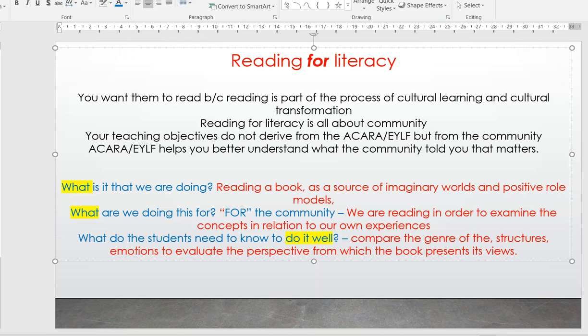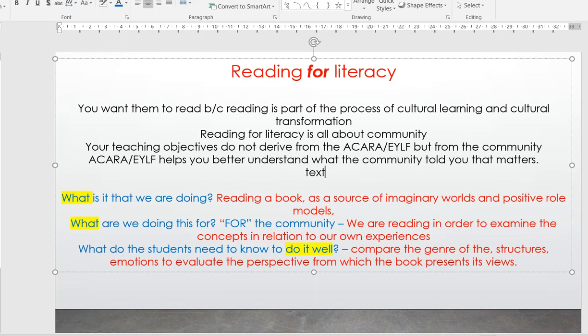And what is it that the students need to know to do this examination well? Well, students need to compare the genres of the texts, the structures, and so on. Pardon me.